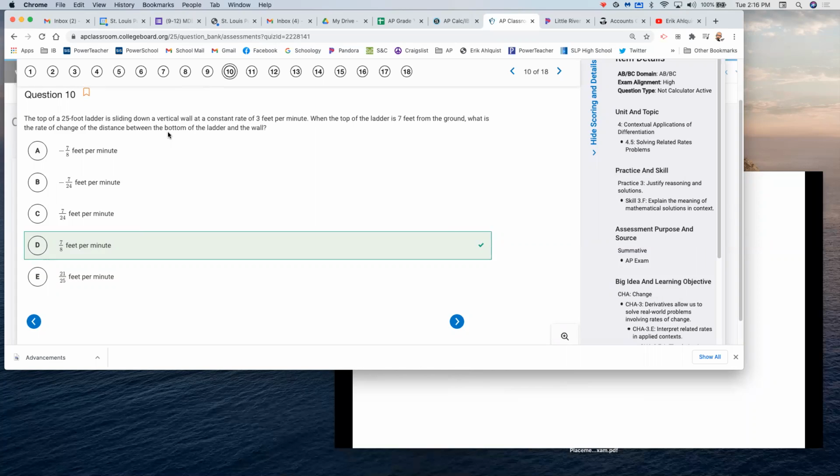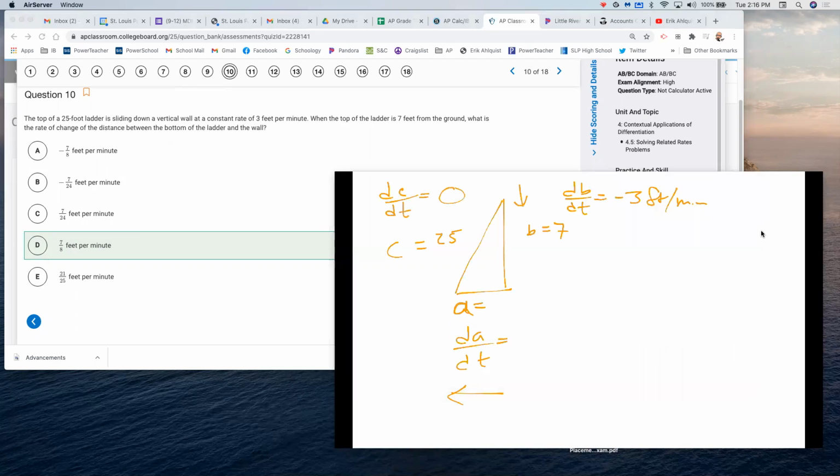Intuitively, which answers do you get to get rid of and why? The negative ones. Yeah, why? Because as the ladder falls, because of physics, I guess, the ladder will get further away from the wall. Exactly. If the top's going down, the bottom's got to be going out. So negatives don't matter. Now, if you do that, suddenly you've got a 1/3 chance of getting it right.